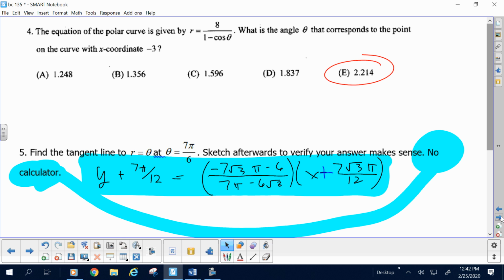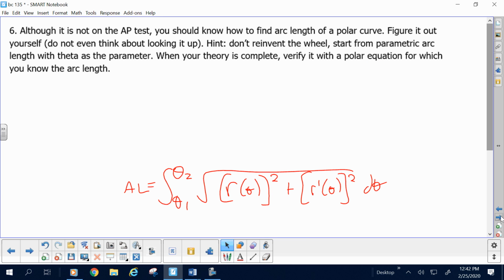Well, wait, why is there an X? Because it's a line, silly. It says whole line, so yeah. Wow. So did you sketch afterward and say, yep, that's that line, all right? Yeah, right. Oh, yeah, totally, for sure. 6. Okay.